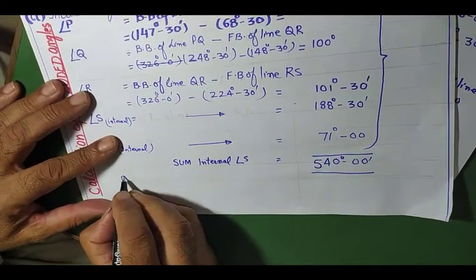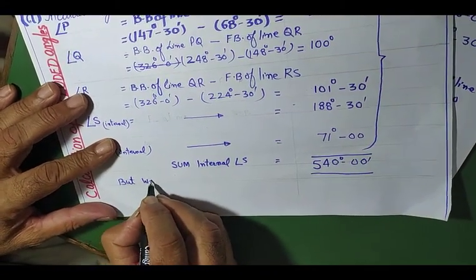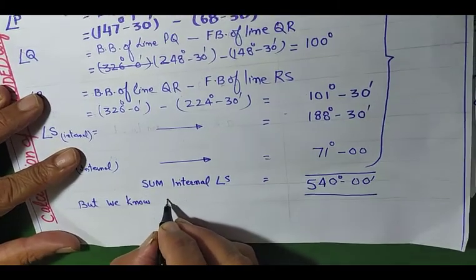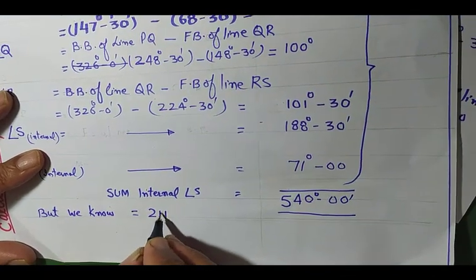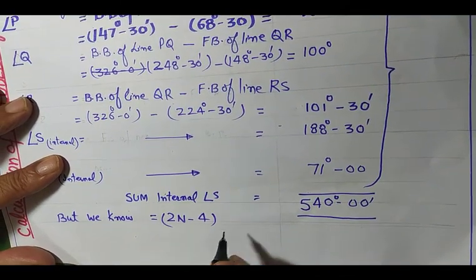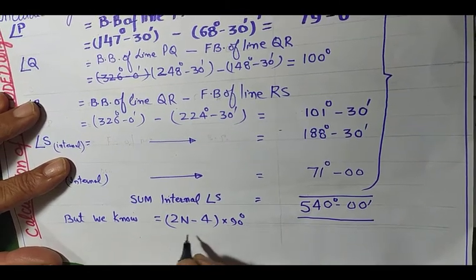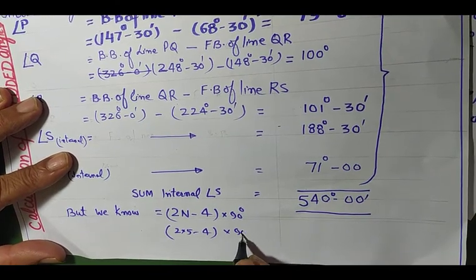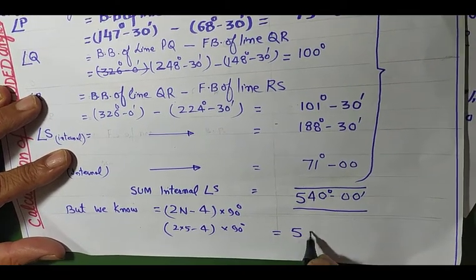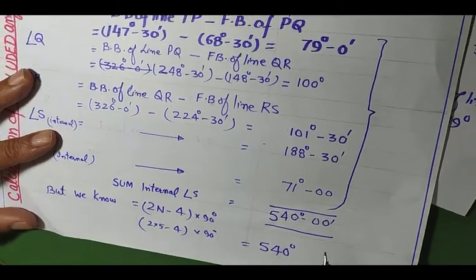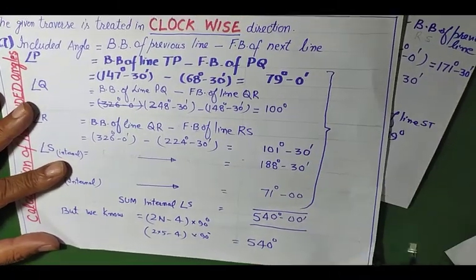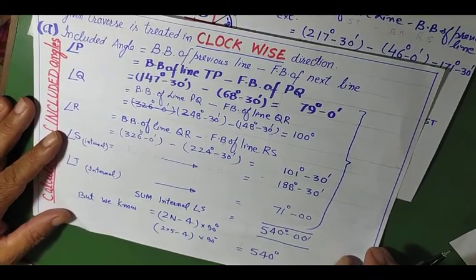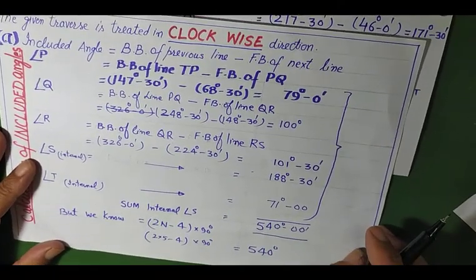What we know? Sum of internal angles is equal to (2n minus 4) into 90 degree. Number of sides are 5. So (2 into 5 minus 4) into 90 degree comes to be again 540 degree. So here the internal angles that we have calculated are correct. So this is the way how we can calculate the internal angles of a traverse. Your sum will be up to this.